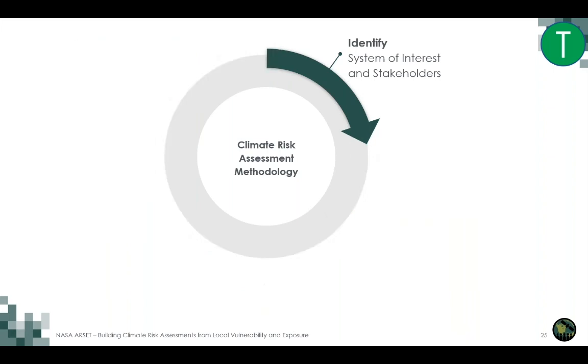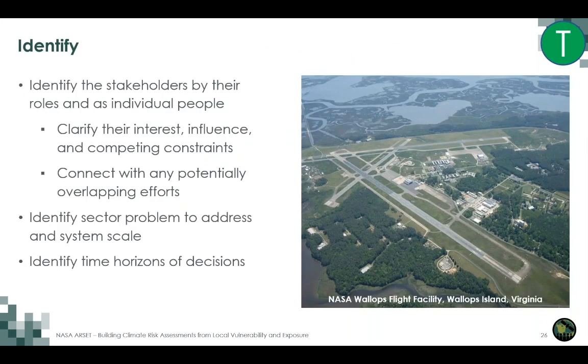The first part of this climate risk assessment methodology is the identify phase, which we will describe a little bit more in detail now. So within this identify phase, the main goal is to identify the stakeholders by their roles and also as individual people. And what we mean by that is we want to understand their interest, their influence, and their competing constraints in whatever organization they are, but also to connect with them as people. It's not just nameless individuals that are making decisions on climate change. They have their own personalities, their own motivations.